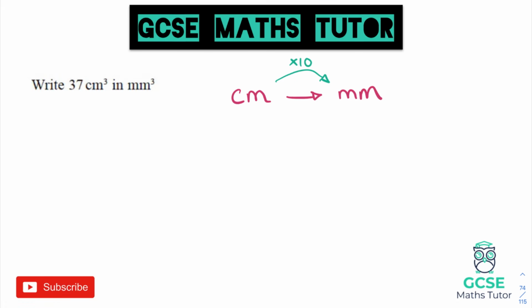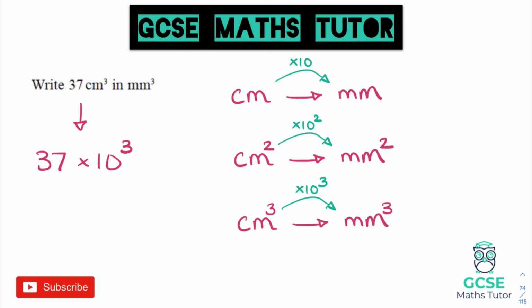If you have to convert area or volume units, remember that to convert the length to the area, you square the conversion, and to convert volume, you cube the conversion. So here, to get from 37 centimetres to millimetres, we times by 10 cubed, which is just timesing by 1000.